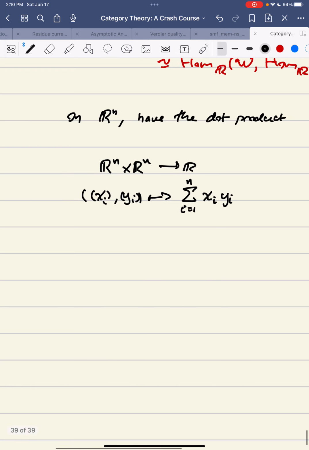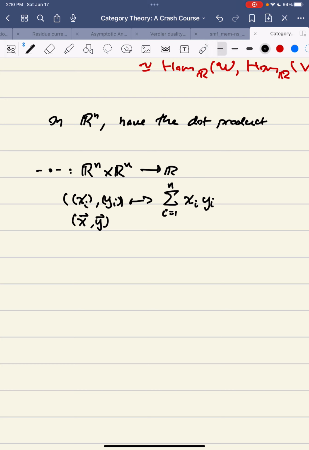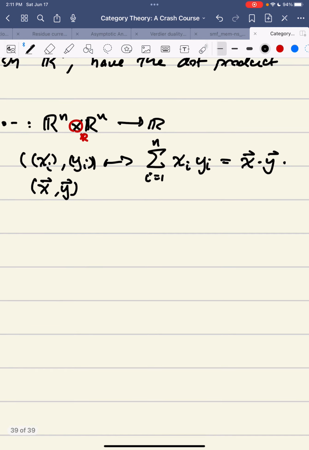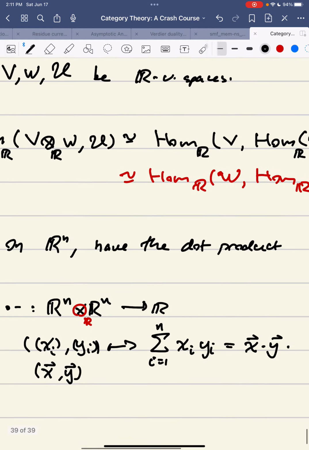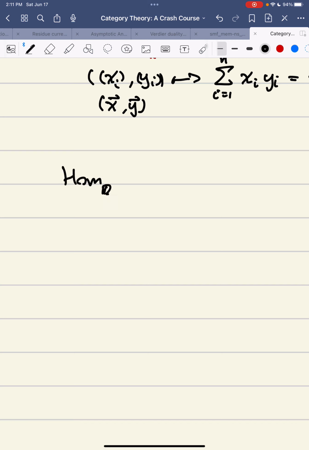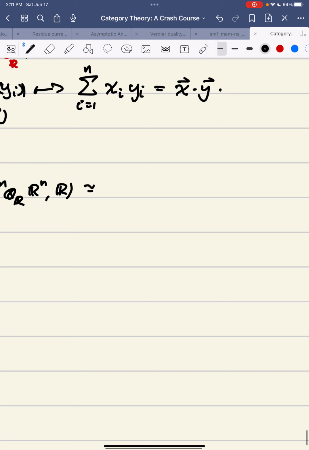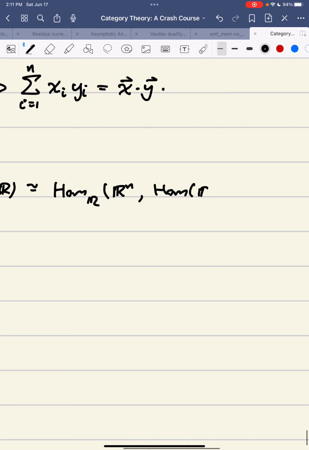In reality, maybe I'll write it like a dot. So if these are x and y, we write this usually as x dot y. So you can write it as a function from Rn cross Rn, but by linearity, it passes through the tensor product. And so this is actually a linear map from the tensor product of Rn cross Rn to R. So you can think this determines a linear function in this set. Well, what this isomorphism is saying is that you can regard this differently. You can write it like this: Rn to Rn to R.